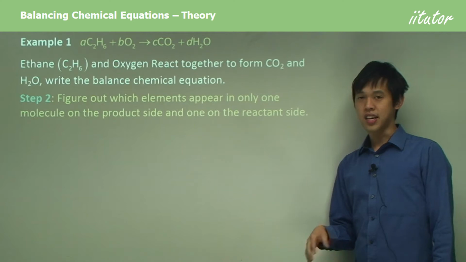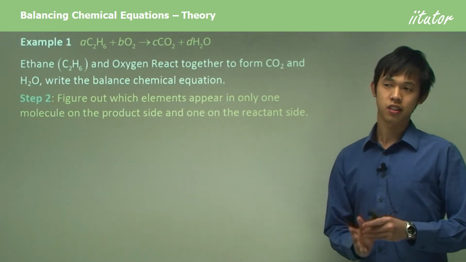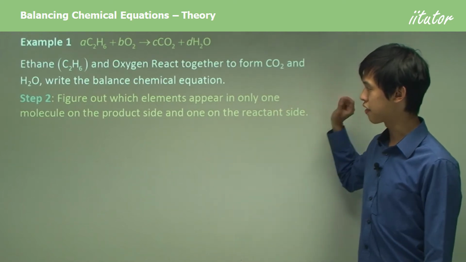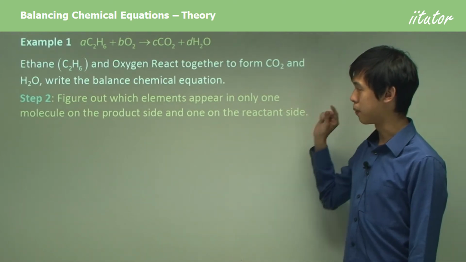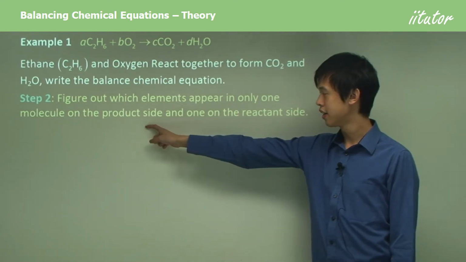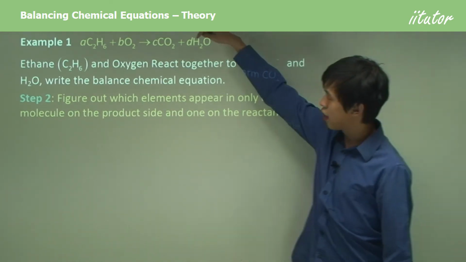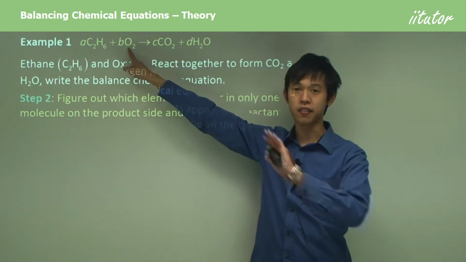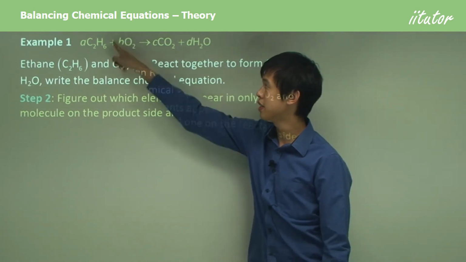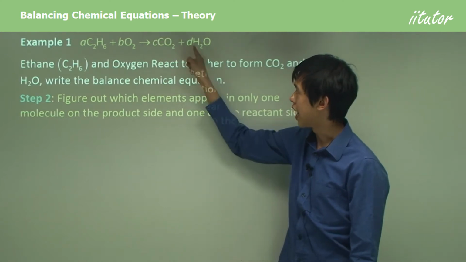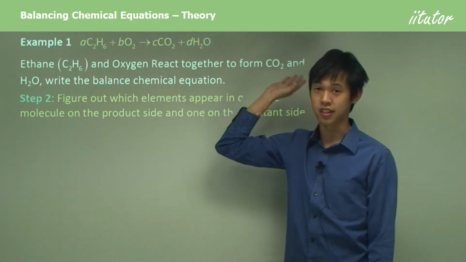So now this next step is sort of a half step. You don't have to do this. You don't have to write this down, but this will help you a lot. So figure out which elements appear in only one molecule on the product side and one on the reactant side. So what that means is, if you look at this, oxygen appears once on the left-hand side. So it appears only in this one. But oxygen appears in this molecule and this molecule on the right-hand side.